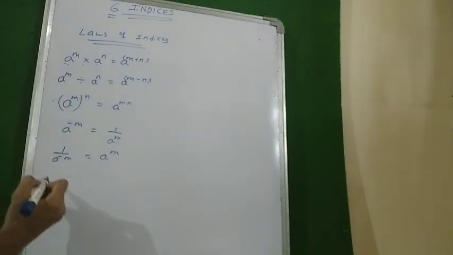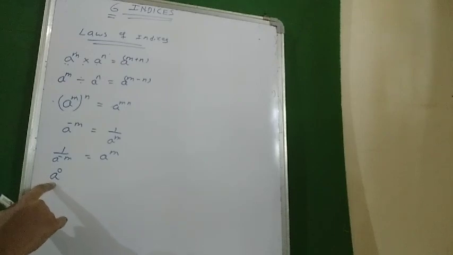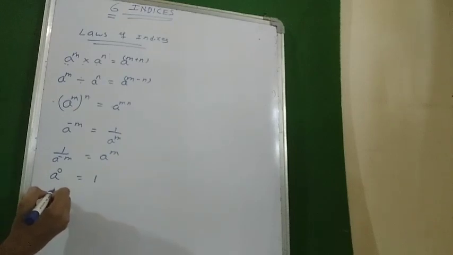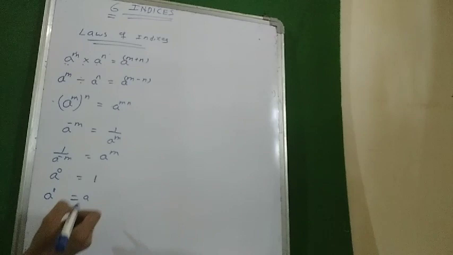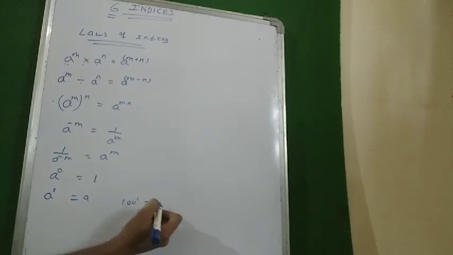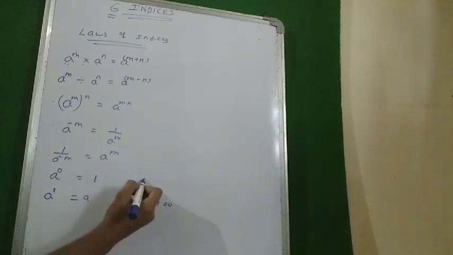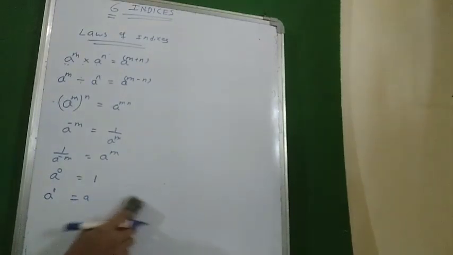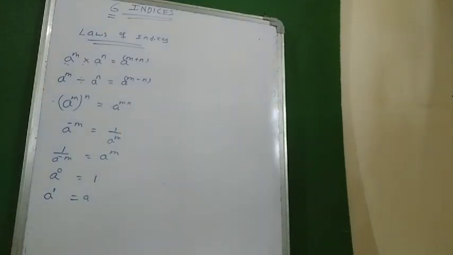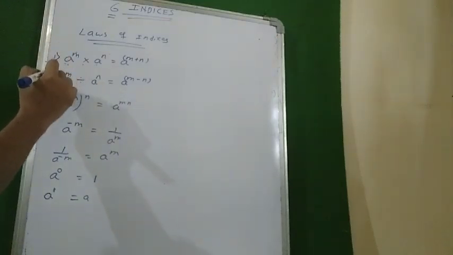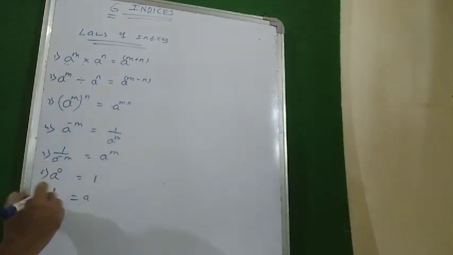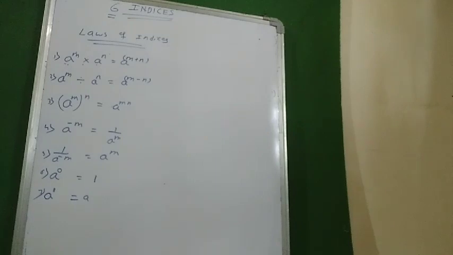And anything raised to 0 is always 1. Remember that anything raised to 0 is always 1, and any number raised to 1 is the number itself. That is, if you have 100 raised to 1, it will be 100. But if you have 100 raised to 0, it will be 1. Remember that. And if any other property is remaining, I will just tell you when I am solving the sums.